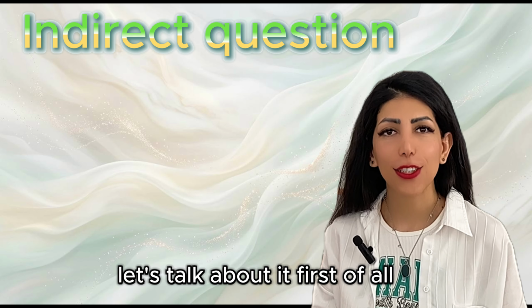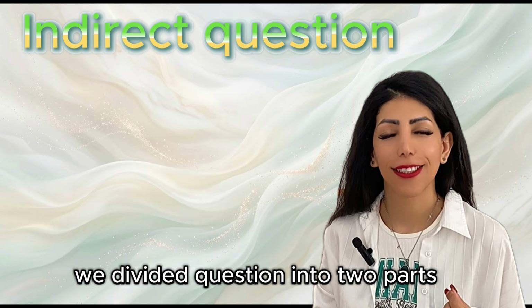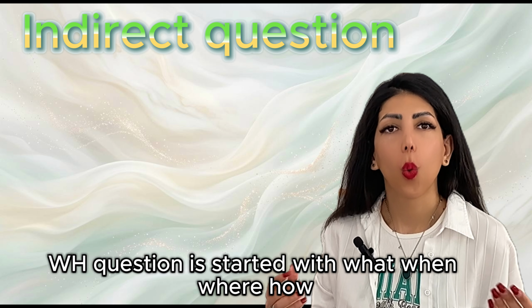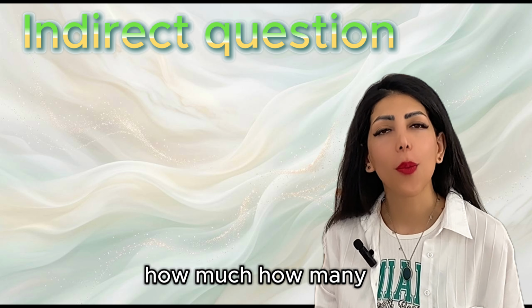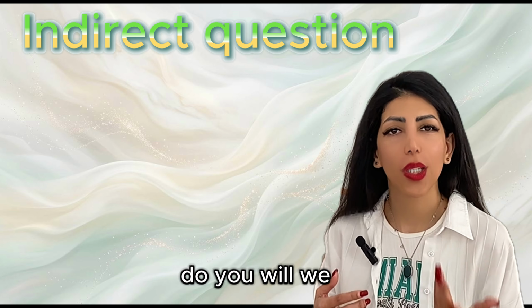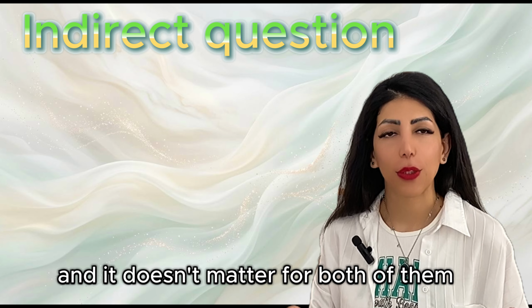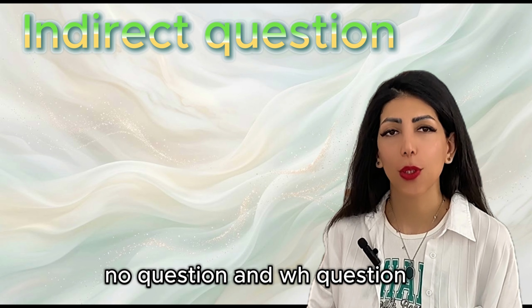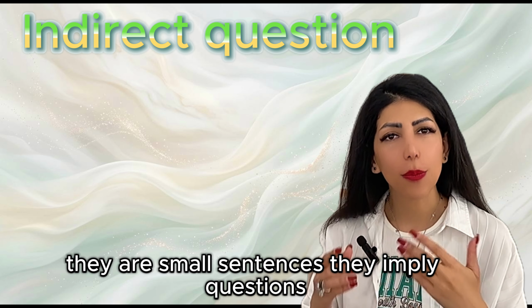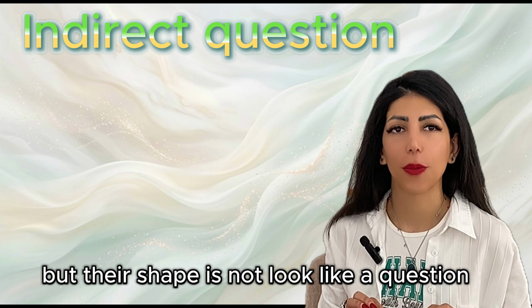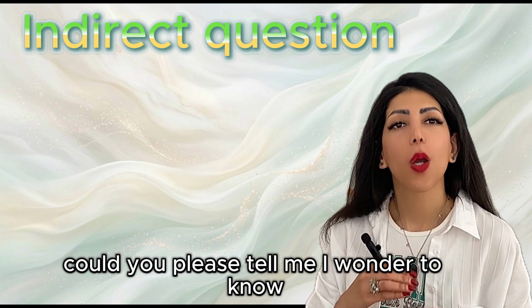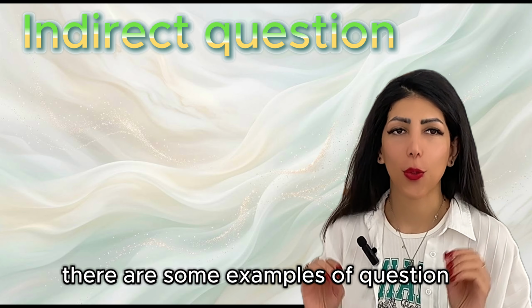Let's talk about that. First of all, we divide questions into two parts: WH questions and yes-no questions. WH questions start with what, when, where, how much, how many, and yes-no questions with can you, are you, do you, will we, this kind of thing. For both of them, we need a question tag. What are question tags? They are small sentences. They imply questions, but their shape does not look like a question. For example, excuse me, may I ask you, could you please tell me, I wonder to know. They are some examples of question tags.